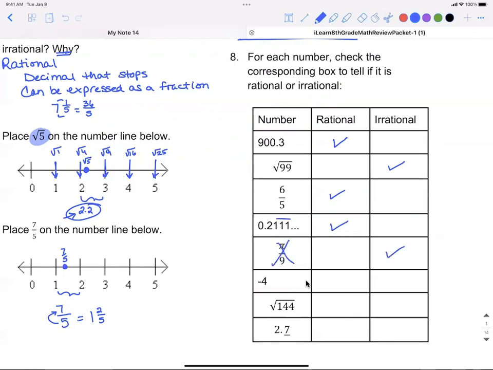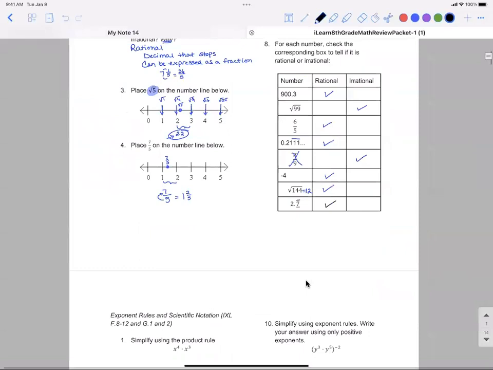-4 is just a nice integer. It's a negative whole number. The square root of 144, well, we've got to see if it's perfect first, and it is. It just equals 12, so it's rational. And then here's another example, and 2.7 repeating is rational because it repeats. All right, that's page 1.